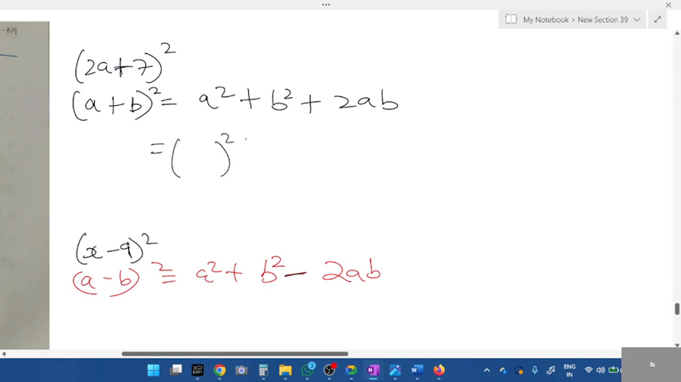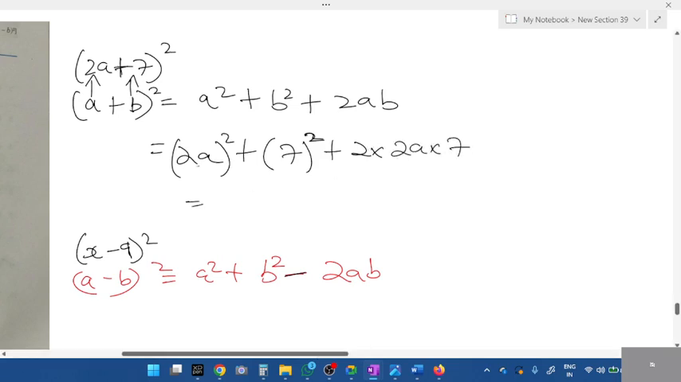What is a value? Compare it. What is a value? 2a the whole square. What is b? 7. Don't take any sign. See, I'm not taking plus, minus. Nothing should be taken. Only numbers. Plus 2 into what is a value again? 2 into 2 into 7.